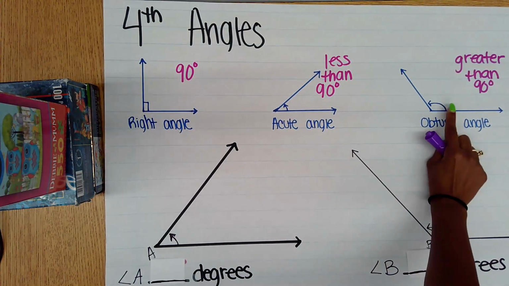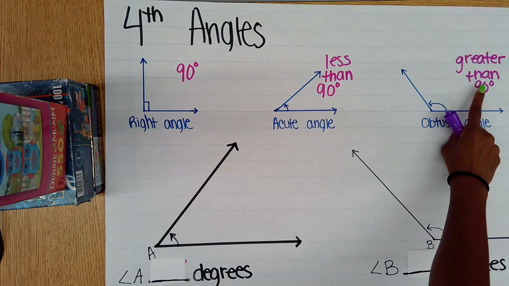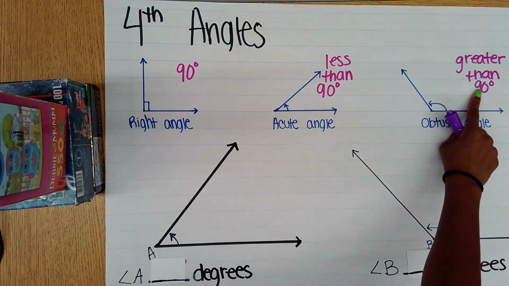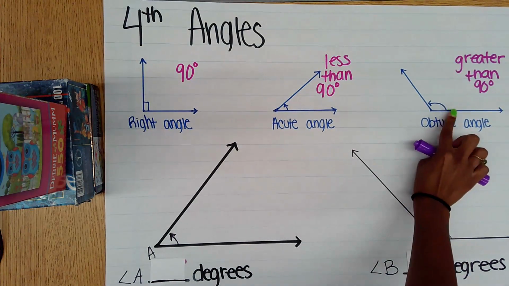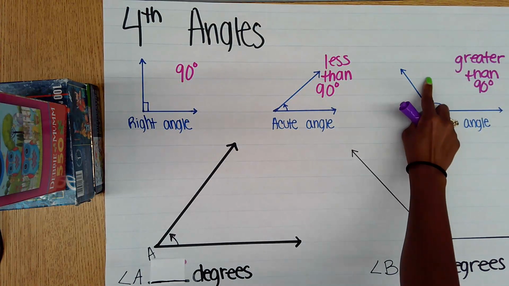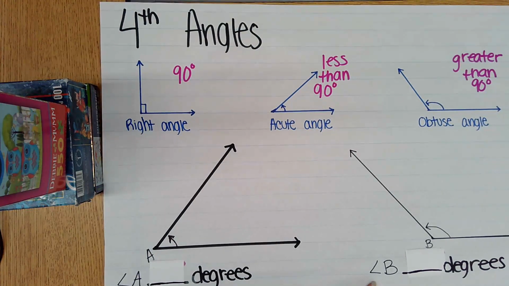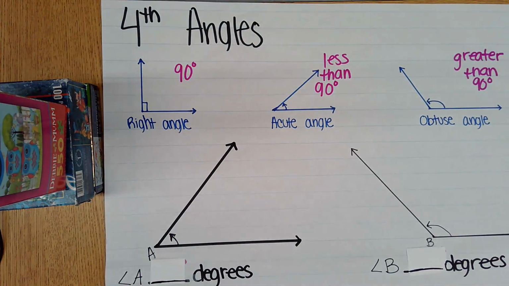Our last type of angle is an obtuse angle. An obtuse angle is greater than 90 degrees, but it is less than 180 degrees. 180 degrees is a straight line. So if I imagine my right angle mark, this is beyond it. So 91 degrees would be an obtuse angle. 110 degrees would be an obtuse angle. Anything greater than 90 but less than 180.